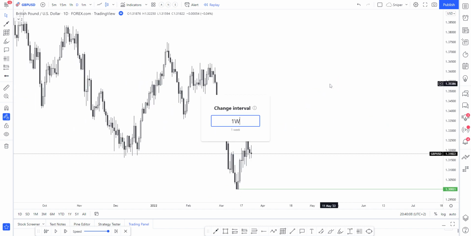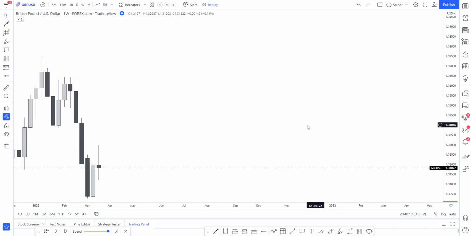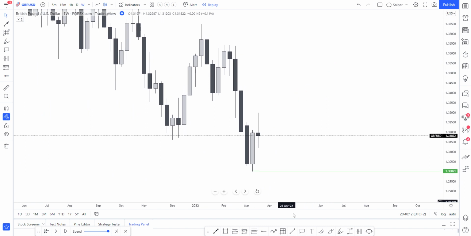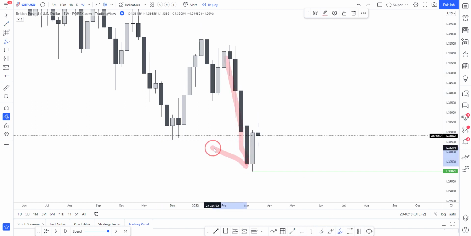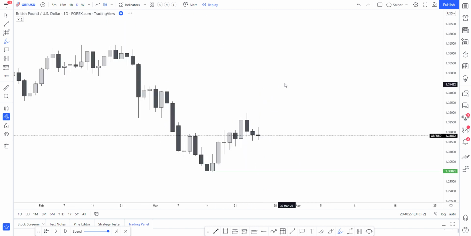Not using the weekly, but it's just important to note that the weekly did print a lower low. So if we look, this was the last low, and we can see the weekly candle traded below the previous low. We made a lower low. So even on the weekly, price is pushing towards the downside. So back towards the daily.